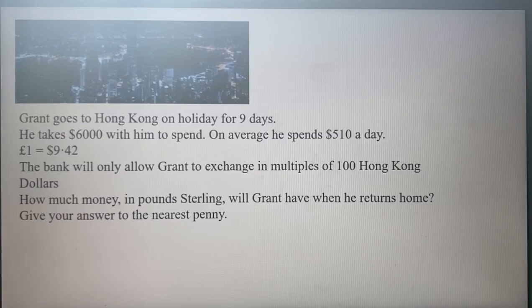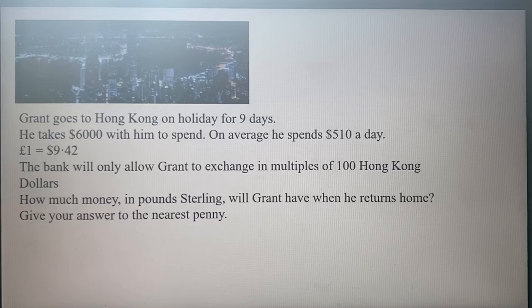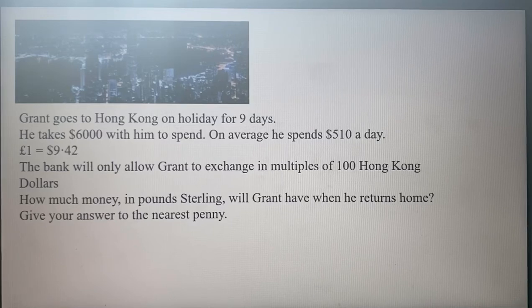Another question that we'll have a look at is Grant going to Hong Kong on holiday for 9 days. He takes 6,000 Hong Kong dollars with him to spend, and he has an average daily spend of $510 a day. Now we're told the exchange rate is for every £1 is $9.42. Now the bank will only allow Grant to exchange in multiples of 100 Hong Kong dollars on return. So how much money will Grant have when he returns home? And we need to give our answer to the nearest penny.